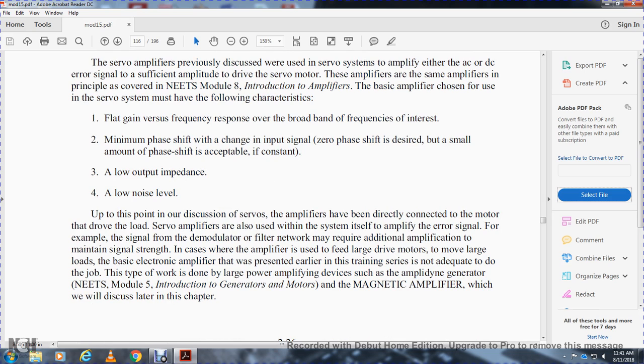Up to this point in the discussion, the servo amplifier has been directly connected to the motor to drive the load. The amplifier itself amplifies the error signal going forward. For example, the signal from the demodulator filter network may require additional amplification to maintain signal strength.